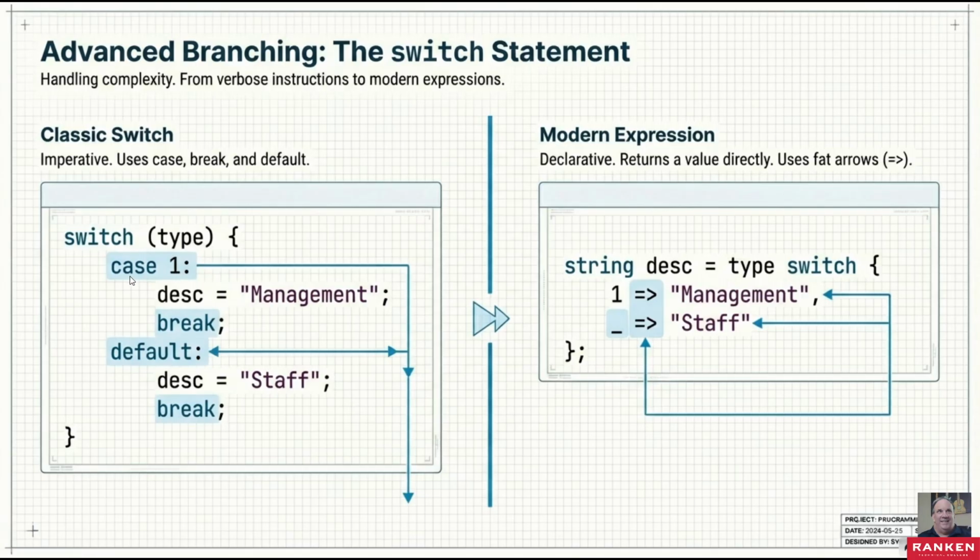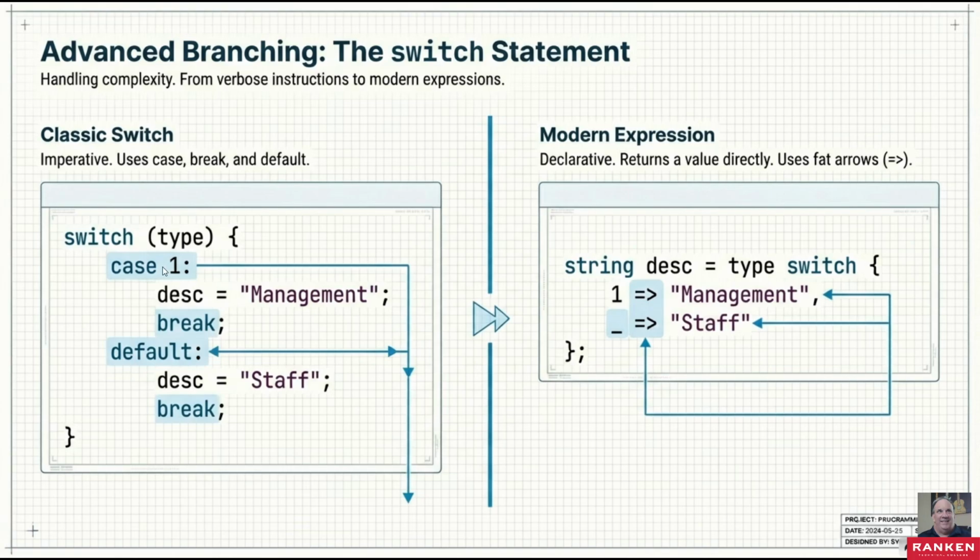But this is just one case. You could have case 2, case 3, case 4, all kinds with different descriptions. But you also always have to have a default one. So if it doesn't meet any of the other ones, it's going to use the default ones. And it's going to be executed from top to bottom.